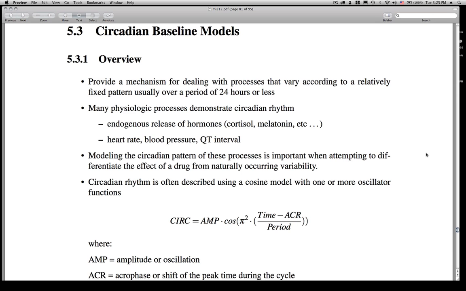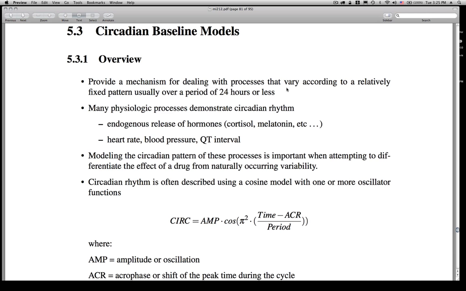And of course, you could always have time-dependent baselines. We can model, for example, the progression of disease as the time-dependent baseline and have a drug effect on top of that. We'll have a whole session on that later in the course. But what we're talking about now are endpoints that vary with a relatively fixed pattern. And to be specific, we're talking in this implementation about a pattern that's fixed over a period of 24 hours or less.